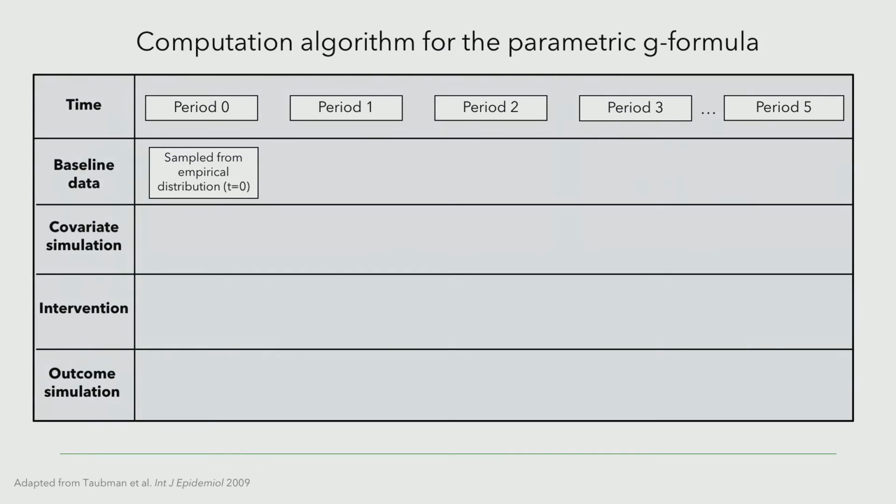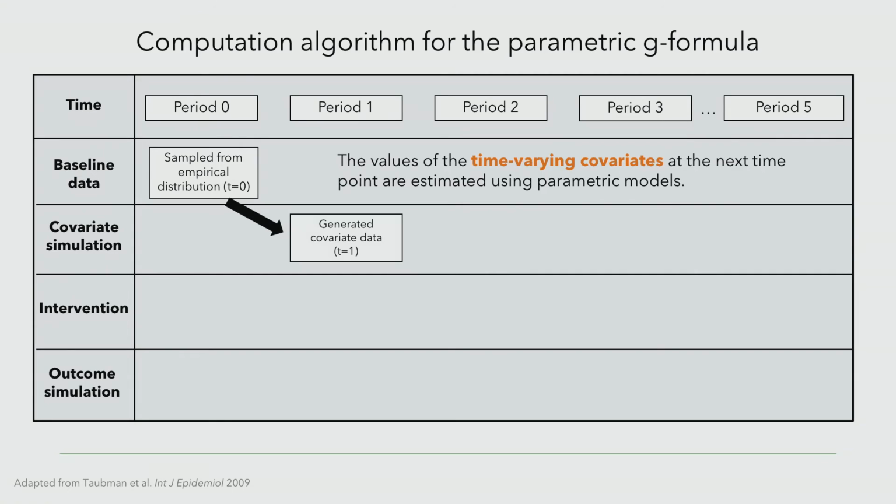So I'd like to show you in a schematic what this looks like, because it might be a little bit easier to see. So again, the idea is we're going to make copies of our data set where in each copy, everyone is adhering to the strategy that we're focusing on in that copy. So how do we construct each of these copies of the data set? We have to build them each from the ground up, starting with time 0. So the values of all of the time-varying covariates at time 0 are sampled from their empirical distribution. So these are actually observed values of the covariates. How do we get the values at the next time point? We use the parametric regression models that I mentioned that we fit in step 1.